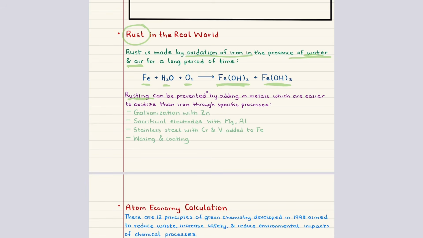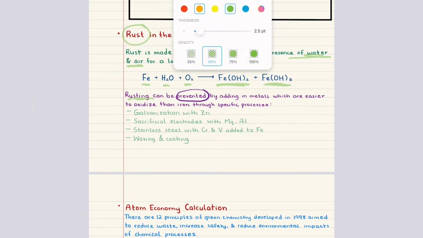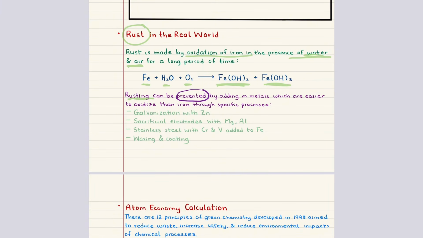Now, there are several practical ways to prevent rusting, and all of them rely on the same underlying idea. Protect the iron by making sure another material is oxidized first. So, galvanization coats the steel with zinc, which is a more active metal, and it's going to oxidize preferentially. Sacrificial electrodes use magnesium or aluminum for the same reason. Those are more active metals that sacrifice themselves so that the iron beneath is preserved.